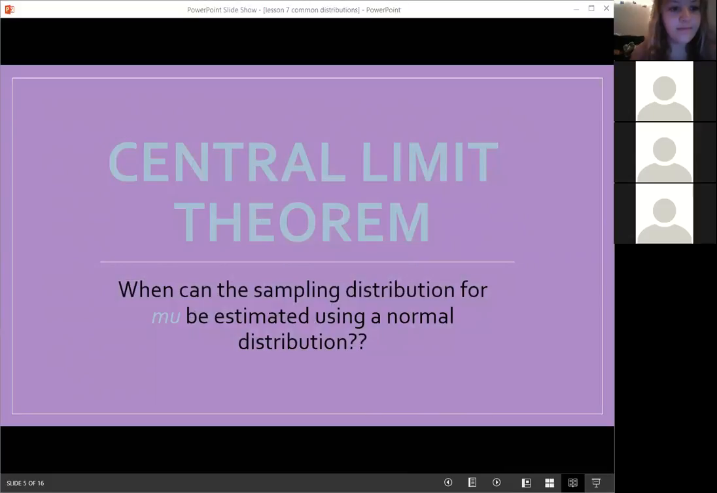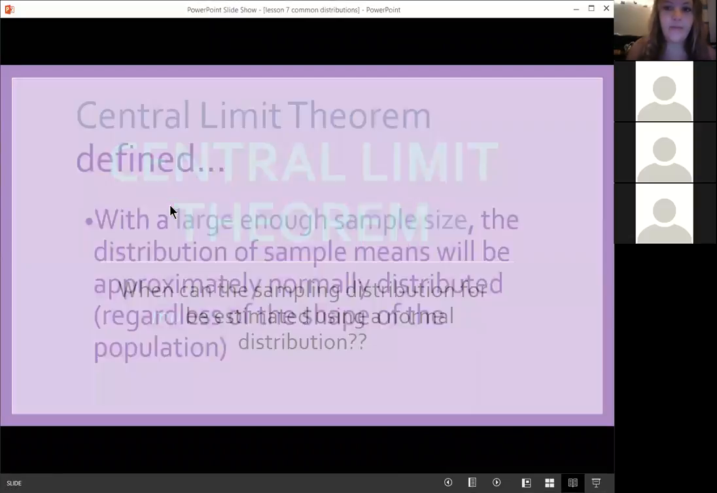Okay, so now just to talk a little bit more about the central limit theorem. This is when we're talking about means. It's asking when our sampling distribution for mu, which remember is our population mean, can be estimated using a normal distribution. Remember what I said: when you take a bunch of samples and display them on a graph, that's going to be our sampling distribution. You're wondering, when can we assume it's going to be normal? How big does the sample have to be? Does it have to be small? What are the different conditions? That's basically what it's asking.